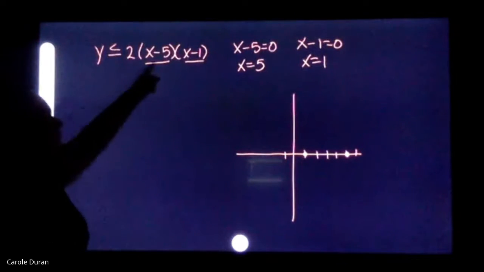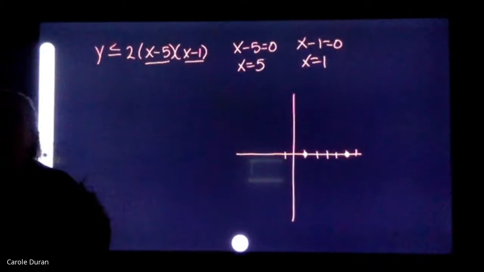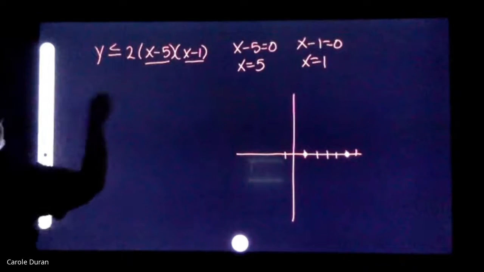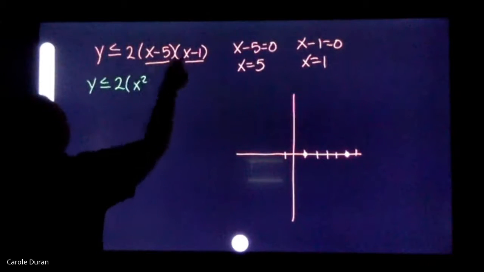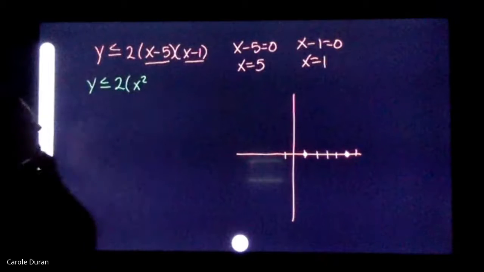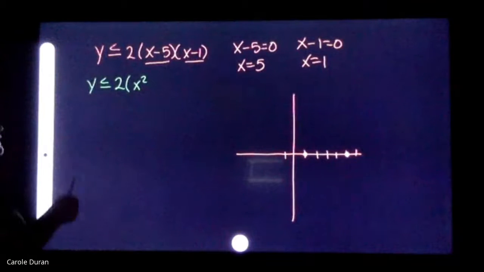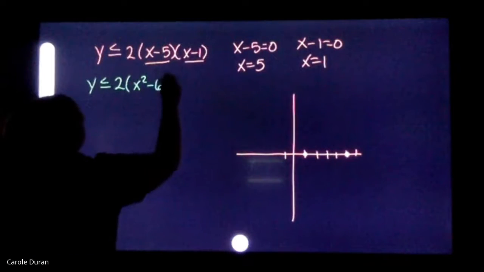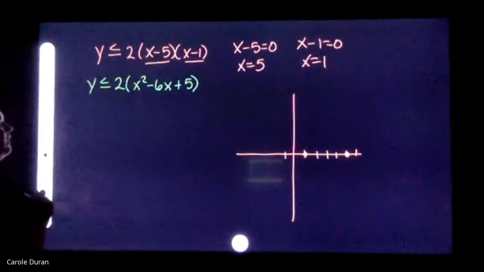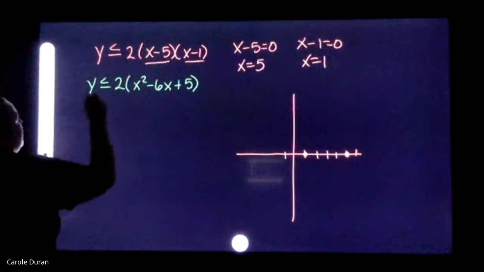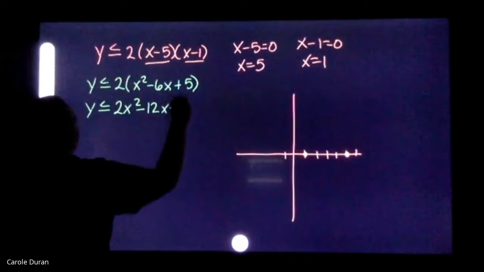So I'm going to FOIL this out so that it is in my expanded form. And then I'm going to go ahead and do the negative b over 2a. So when I FOIL this out, I get x times x is x squared. X times a negative 1 is negative x. X times a negative 5 is negative 5x. Negative 1 and negative 5 give me a negative 6x. And negative 5 times a negative 1 gives me a positive 5. Then I distribute my 2, and I get y is less than or equal to 2x squared minus 12x plus 10.